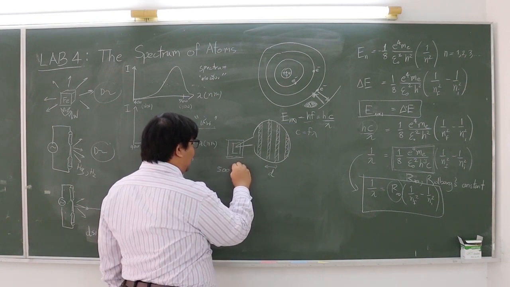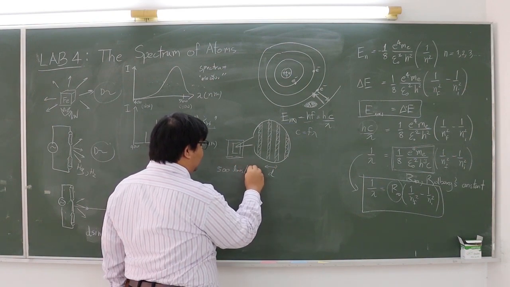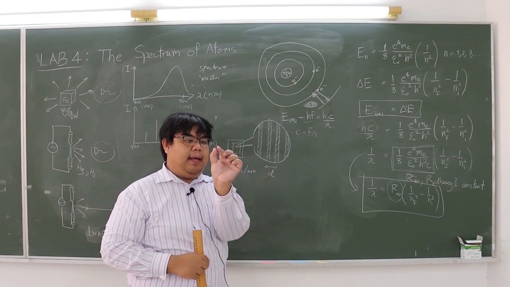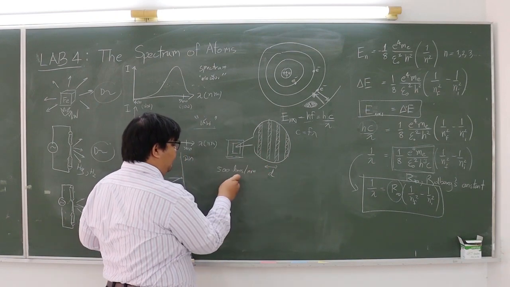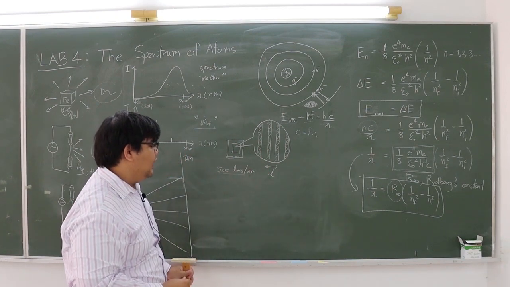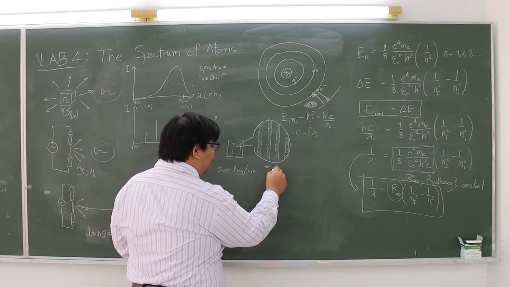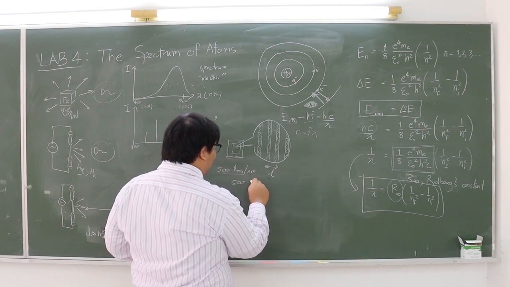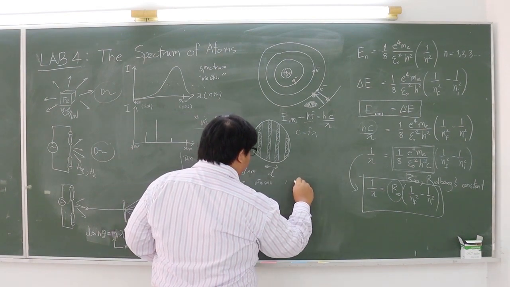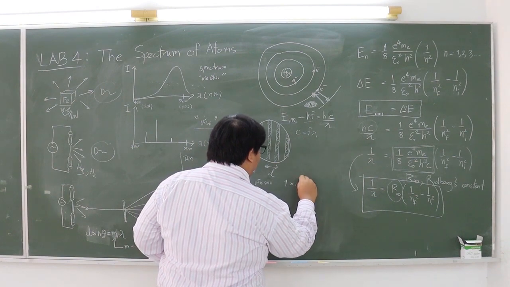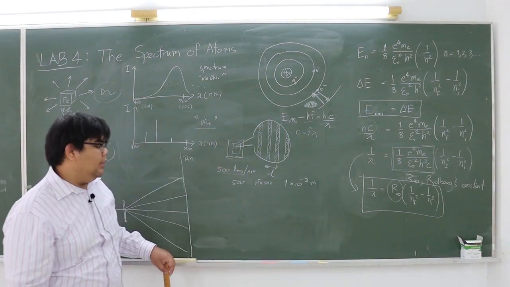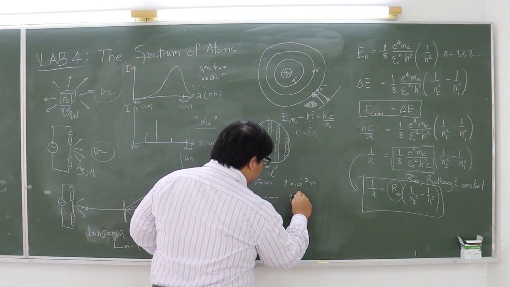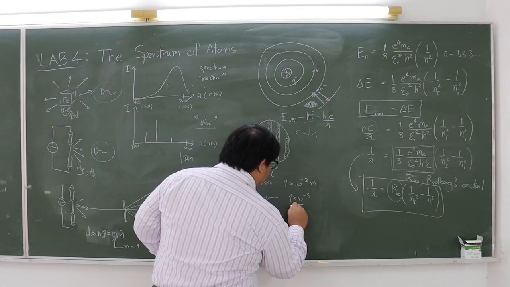It is specified as 500 lines per 1 millimeter. That means in just 1 millimeter, there are 500 black lines. If you want to know the distance between lines, you can calculate it like this. 500 lines has a length of 1 millimeter, that is 10 to the minus 3 meters. So one line has a length of 10 to the minus 3 over 500, right?